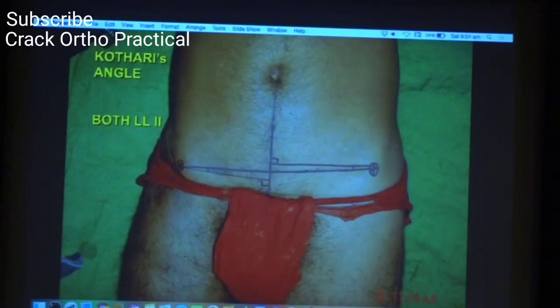The catch here is, please remember, you have to drop the perpendicular according to Kothari from the normal side anterior superior iliac spine.